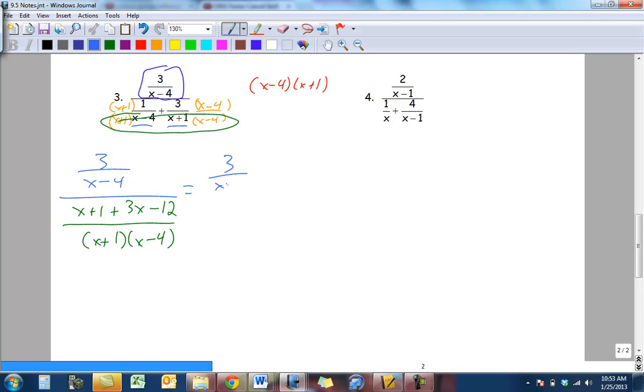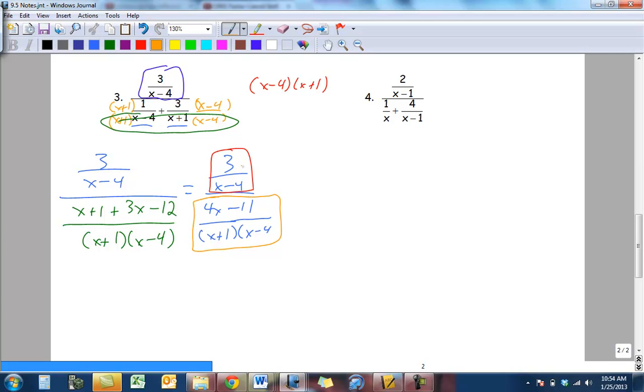All right, so now we're at 3 over x minus 4, over 4x minus 11 over (x plus 1)(x minus 4). It's a complex fraction, but it's less complex because now, look at it. I have this fraction where nothing else can be done to it, and then I got this fraction where there's not a GCF. I'm all set.